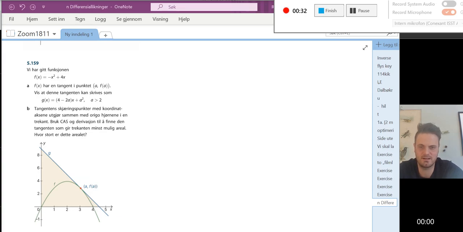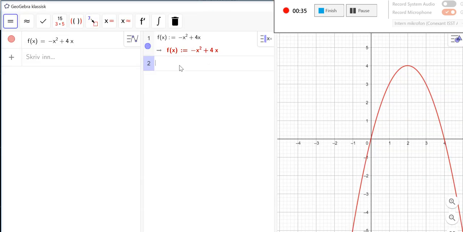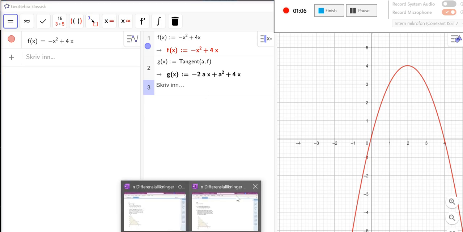And that we can do in CAS. We just define the function like this, and then we just use the command Tangent, and I also define it as g of x. The number here is a, the x coordinate is a, and the function is f. And then we get this answer, which is actually the same as in the exercise here. If you factorize out x in these two terms, you will get the same answer. I don't want to show this, but it is the same.